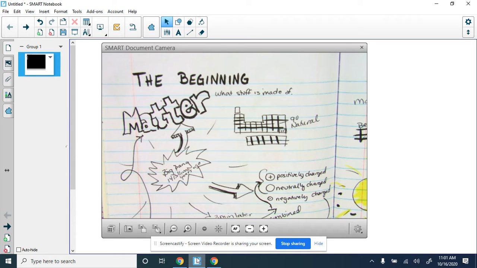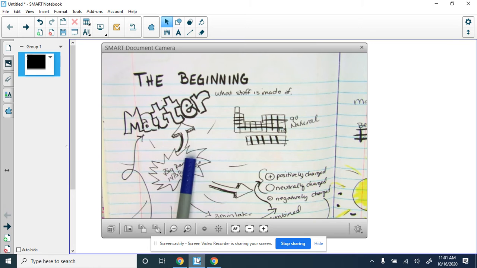So in the beginning, we learned that everything in the universe was once in this tiny little, very hot, very dense area. And there was this explosion 14 billion years ago, and we call that the Big Bang.